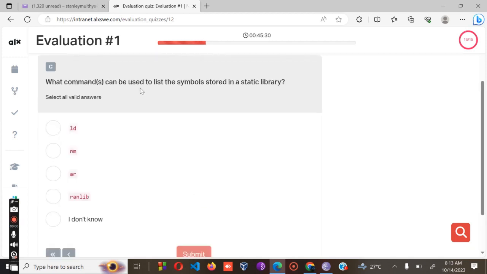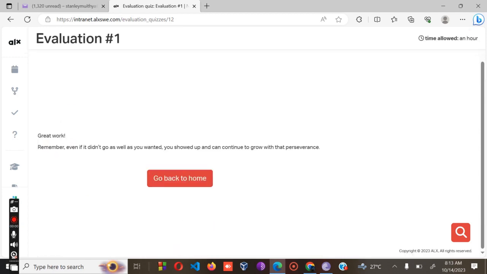Then what command can be used to delete the sample in a static memory? Select all answers. So we have ld, nm, ar, ranlib, and I don't know. The correct answer should be ar. So those are the answers for this particular test. So I think that's what we're expecting to do.